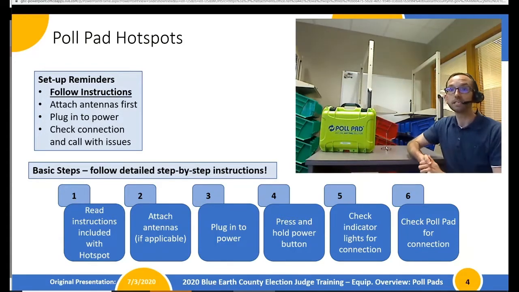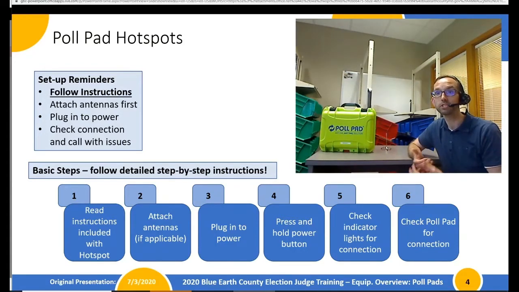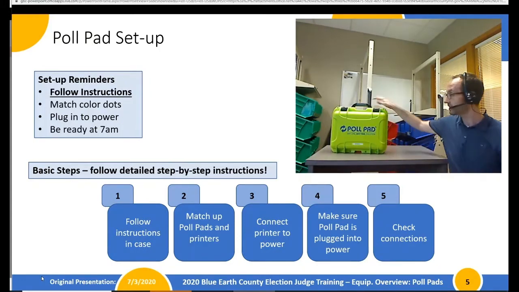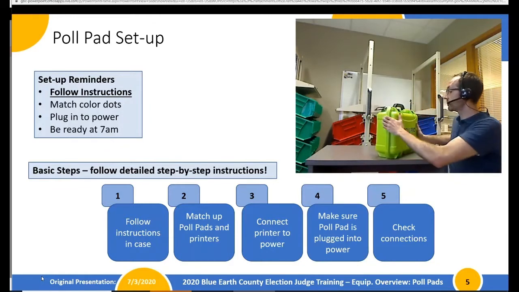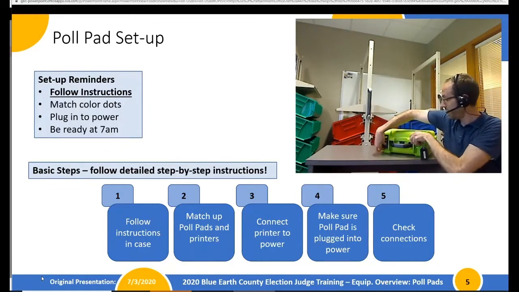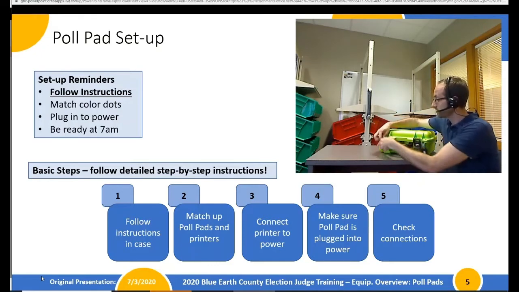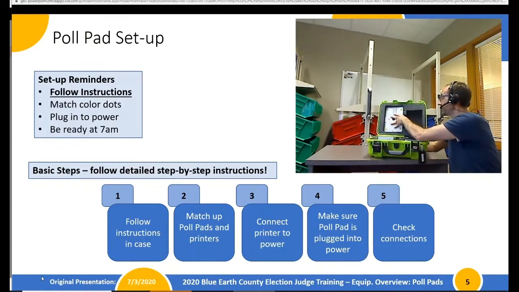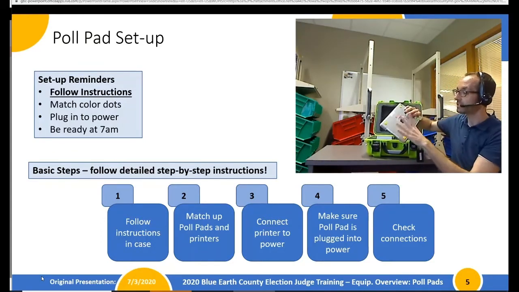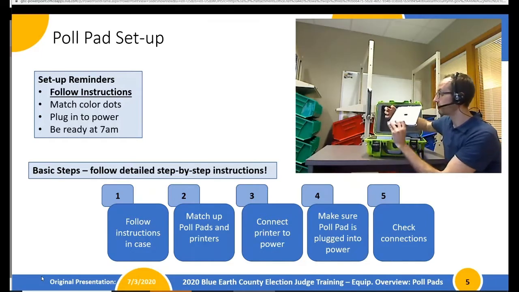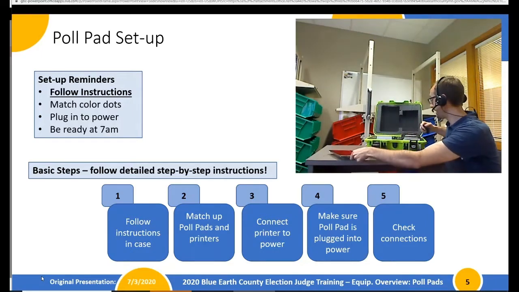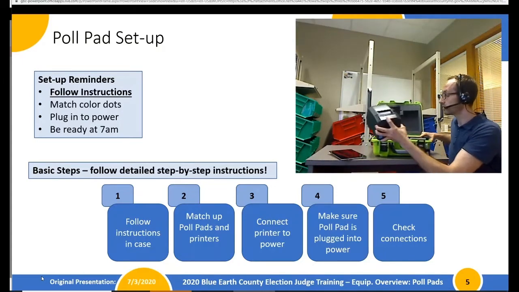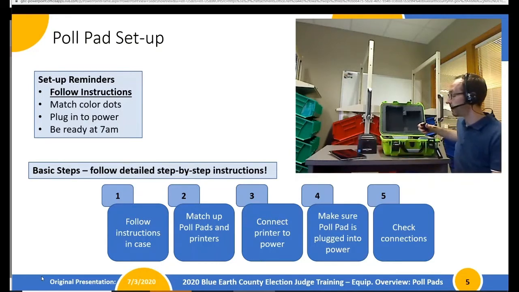Once we have the hotspot set to go, we can now move over to our poll pad, and we'll check that to make sure that that's ready to work and get that all ready for election day. So let's dive into that a little bit more. The best way to work with the poll pad is to open the case and essentially unpack everything. The reason we do that is because we need to make sure that we're matching up components. In the poll pad case, you're going to find a poll pad, and that poll pad is going to be numbered. We want to make sure that the number on the poll pad, I have number 1, matches the number on the printer. The printer is number 1, and the reason for that is because those two are married. They communicate to each other on election day.